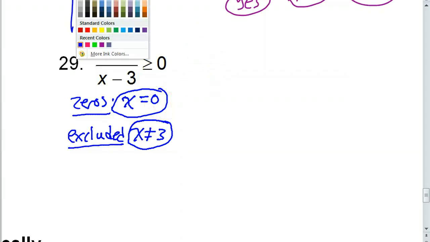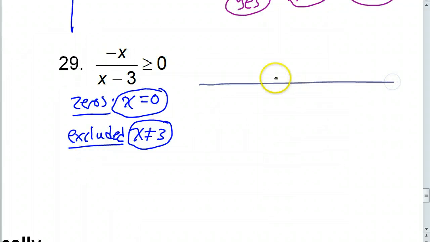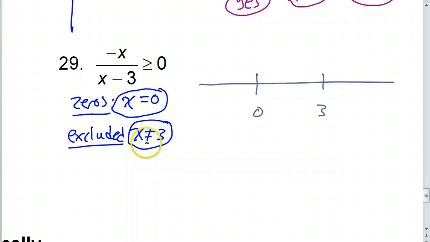So with those, I can go ahead and set up my number line. Okay, so I've got my 0 and I've got my 3. Now I'm thinking open circle or closed circle. Well, excluded values are always open circles, because open circle means excluded. Zeros are sometimes included if it says or equal to 0. This does say or equal to 0, so we're going to include the 0 by showing a closed circle.